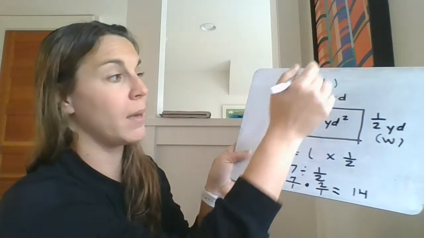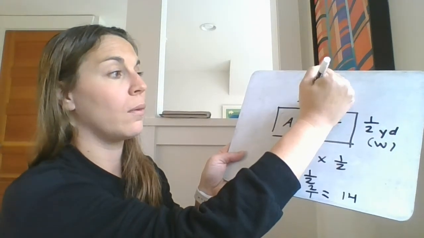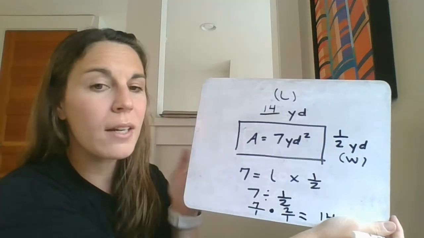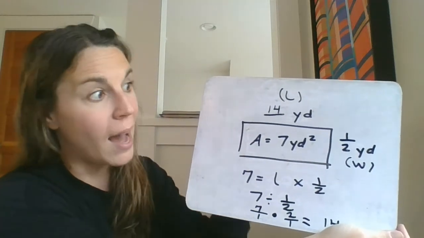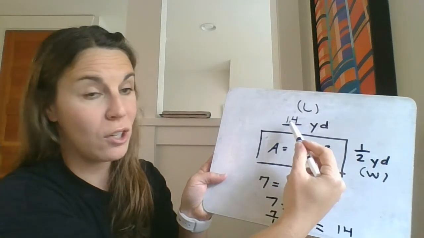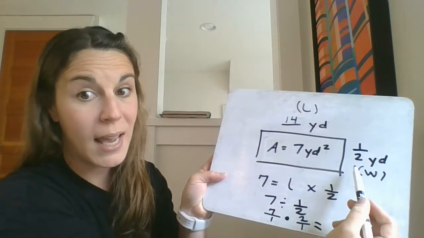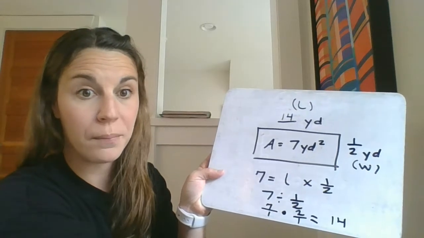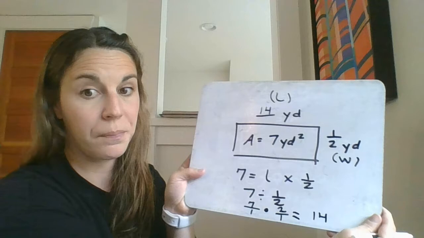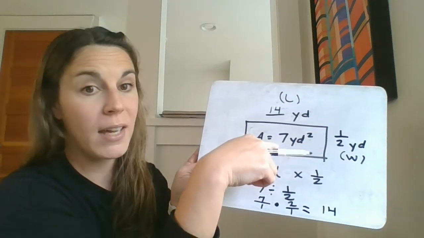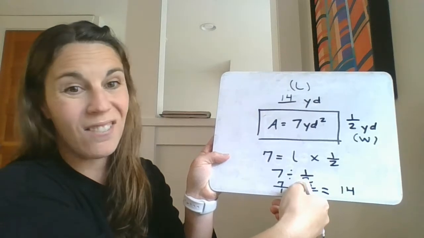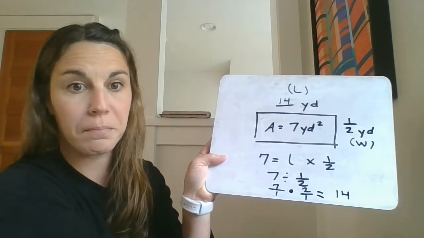So when I come back up here, I know that my length is going to be 14 yards. And how could I check that to make sure? Yeah, we could go and plug it in. We could do 14 times a half, and that should give us our area of 7, which it would. So there's also a way that you can check it. Remember, if you have the area, you're just going to do the inverse. You're going to take your area, divide it by that other dimension. Awesome. Okay, let's try one more.